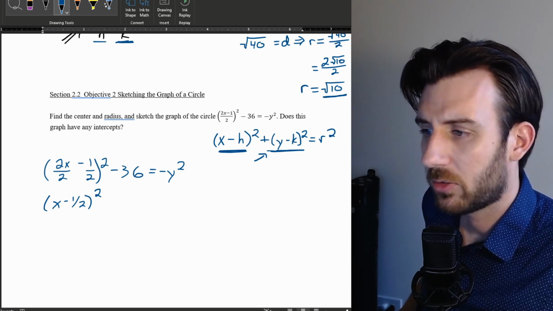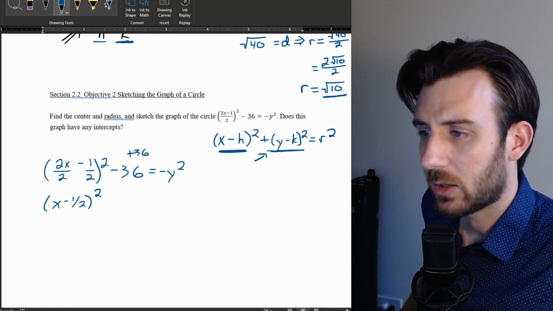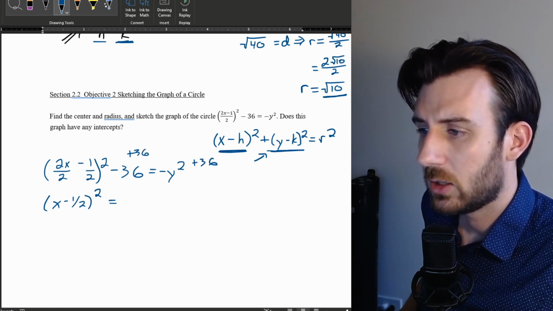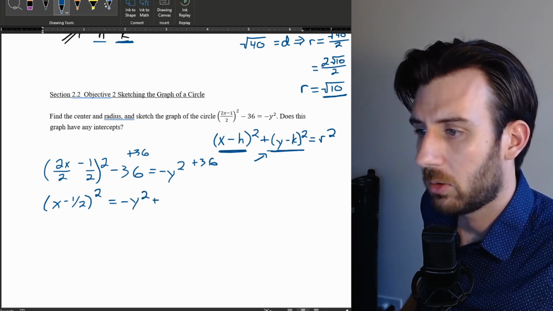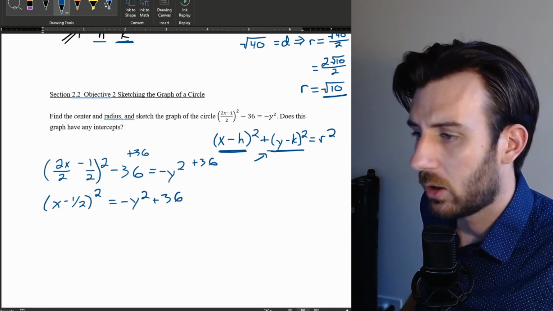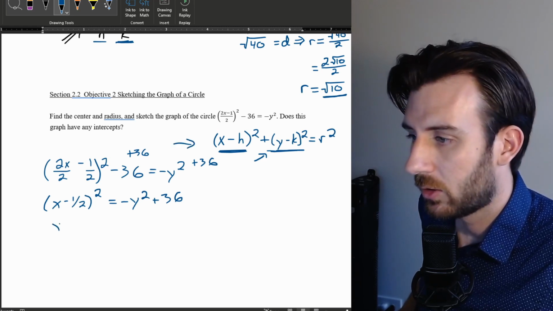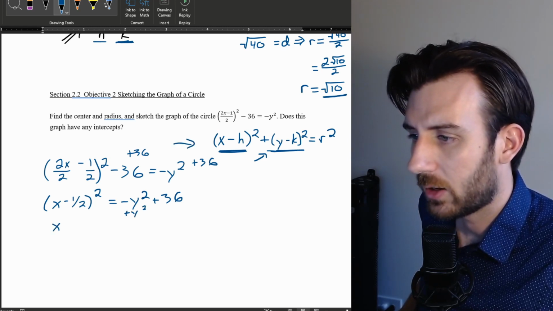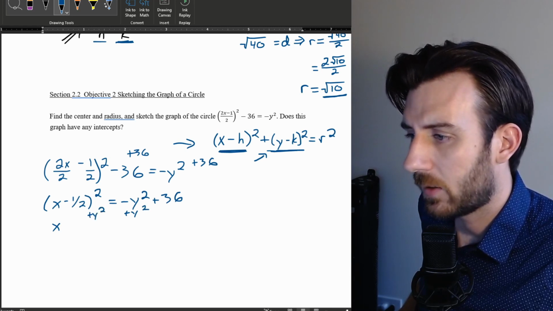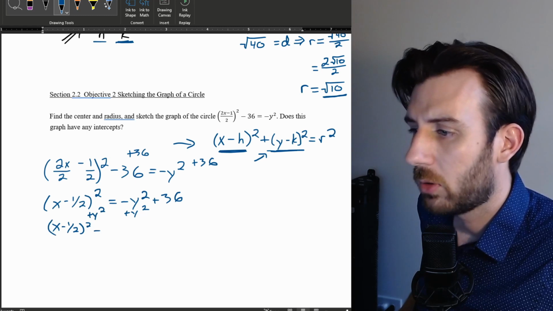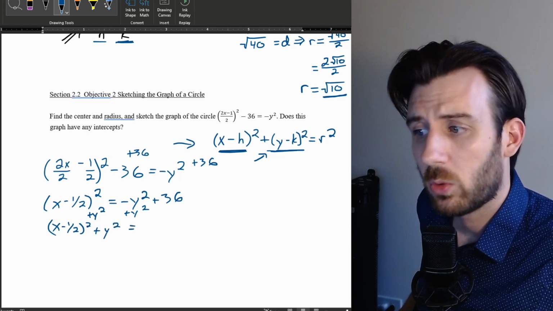So let's add 36 to both sides and get rid of my 36 on the left. So that gets me equals negative y squared plus 36. That works. I need to get my x's and my y's on the same side of the equation, so let's add y squared to both sides. That would give me x minus 1/2 squared plus y squared equals 36.